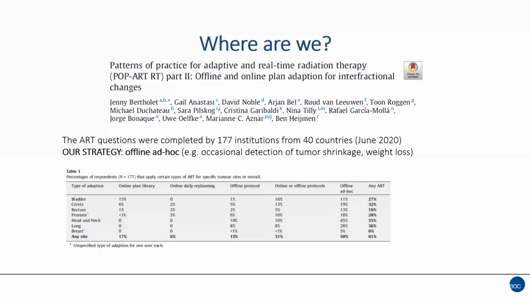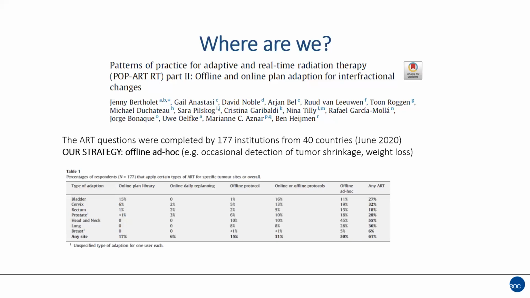So where are we compared to the others? This is a paper that was published 3 years ago. It included questionnaires from 177 institutions across 40 countries, asking about the pattern of practice for adaptive and also real-time radiation therapy.